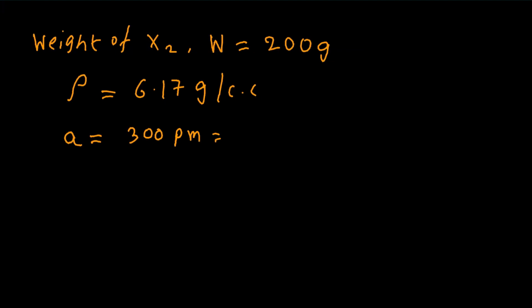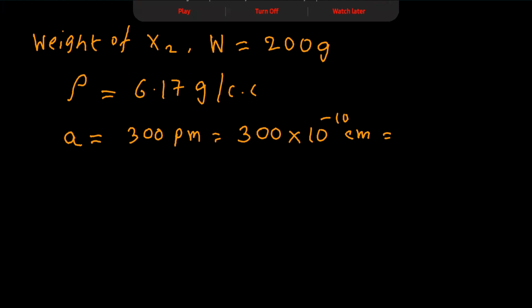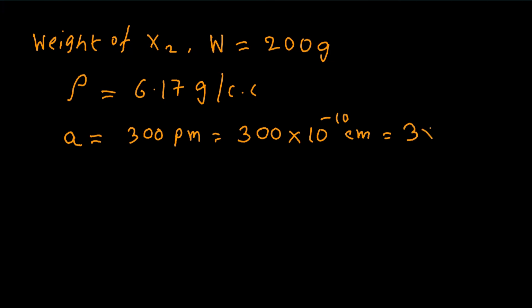So 300 picometer, if you convert this into centimeter, we'll get 300 × 10 to the power minus 10 centimeter, and I can also write it like this: 3 × 10 to the power minus 8 centimeter. Okay. Now, first of all, let's find out the molecular weight of this. For this, we need to at first know the formula.